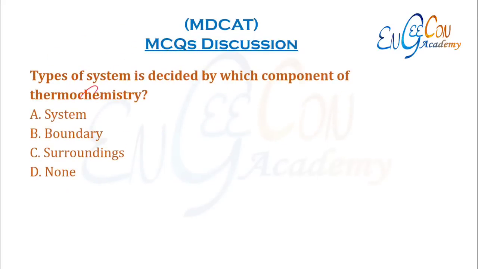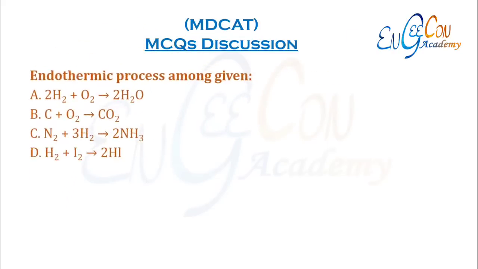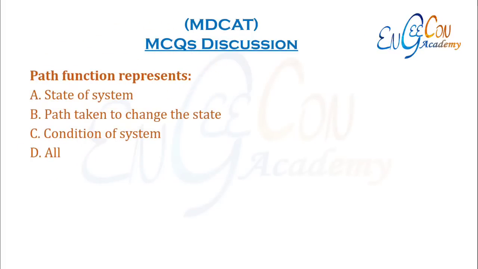Types of system is decided by which component? So boundary decides the type of system, and there are three types of system: closed, isolated and open, and it depends upon the nature of boundary. Endothermic process among the given is, so these all processes are taken from textbook table, among which this process is given as endothermic. Path function represents. Now path function are work and heat. Now these are the modes by which system and surroundings exchange energy. So path function represents path taken to change the state.